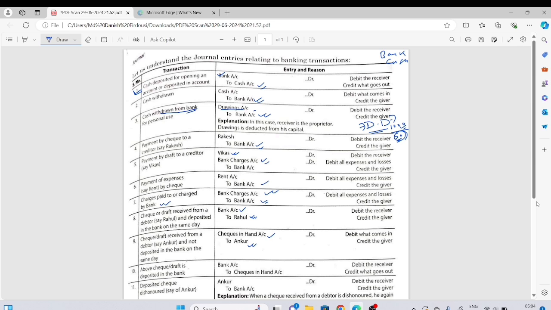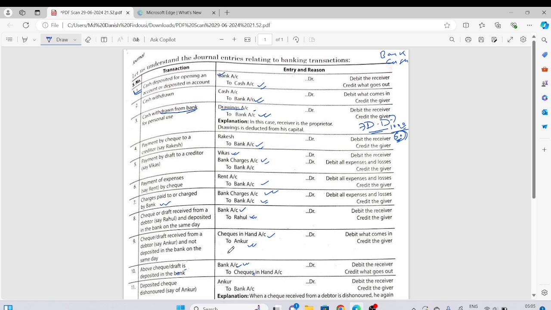Now come to the next transaction. Above check or draft is deposited in the bank. It means suppose you have received a check but not deposited today. You will deposit it tomorrow. Then today you will make the entry check in hand account debit to debtors account. And tomorrow, if you deposit this check or draft, at that time what entry will you make? Bank account debit, because the bank will receive your check. So here bank account will be debit to check in hand account. And after the deposition, you will make this entry.